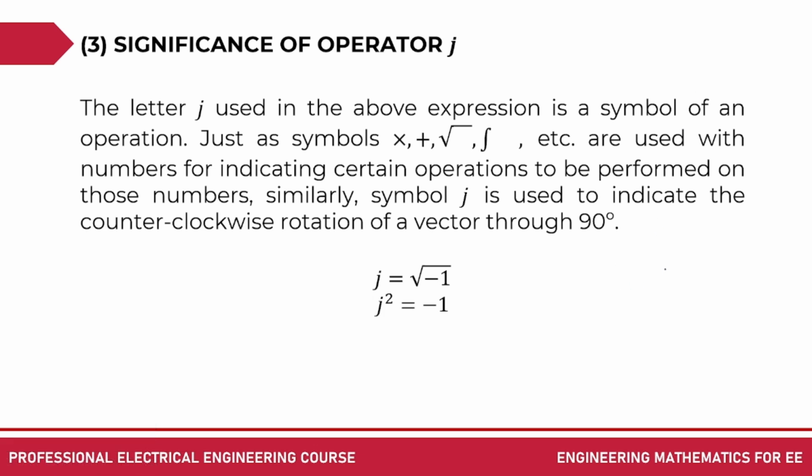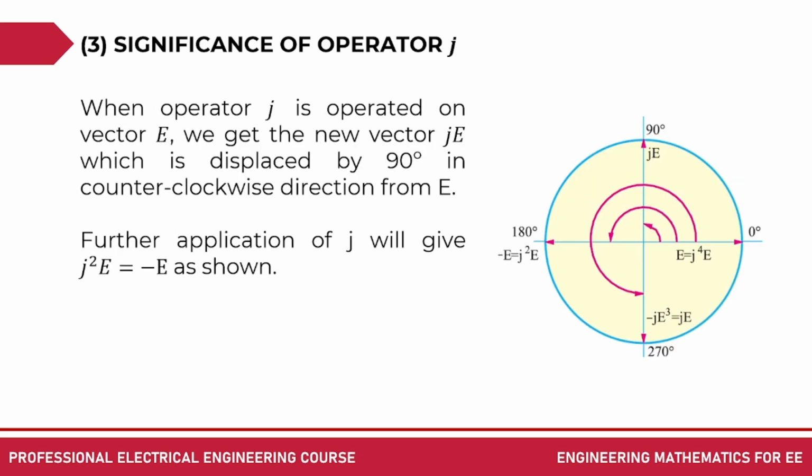In mathematics, we denote I as the square root of negative 1. Now, since we are using I as current in electrical circuits, to avoid confusion, we use J instead. But it's the same thing as using I, the imaginary number, in mathematics. So if we have J as the square root of negative 1, J squared is equal to negative 1. When operator J is operated on vector E, we get the new vector JE.